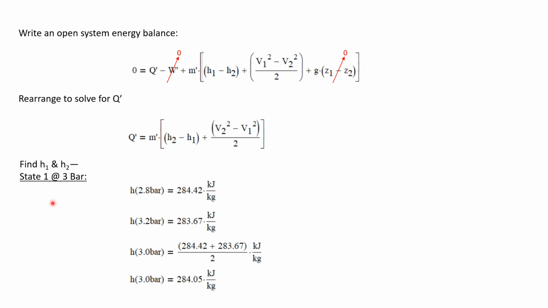So we need to find the enthalpy at both of these states. Let's begin with state 1, which is at 3 bar. And of course, we don't have that in the table, as we found when we were looking for a specific volume. So we'll grab the enthalpy value at 2.8 bar and 3.2 bar. We're exactly in between, so we'll interpolate that as the average. And we get the enthalpy at 3 bar, 284.05 kilojoules per kilogram.